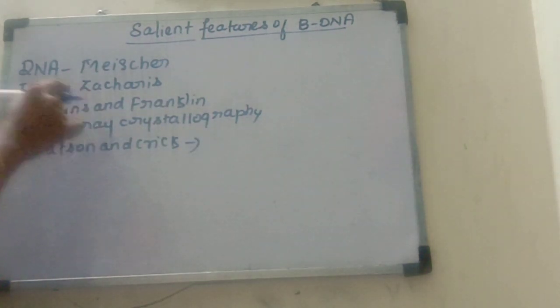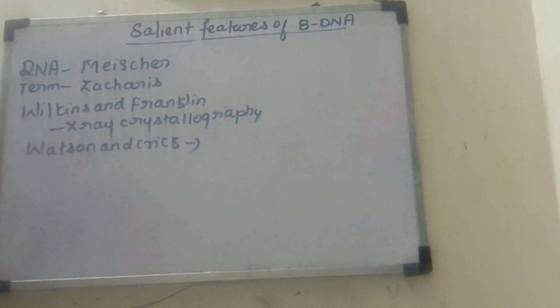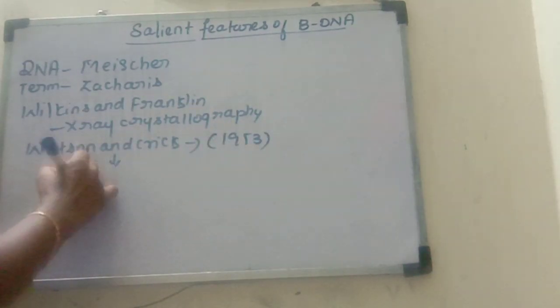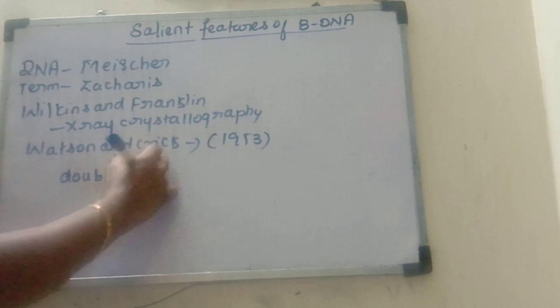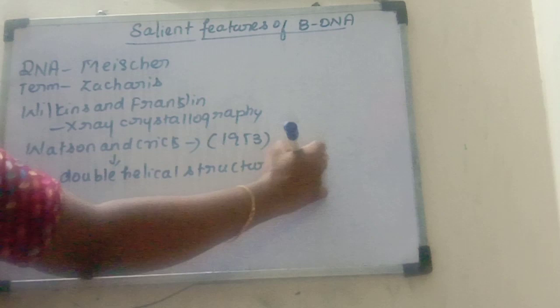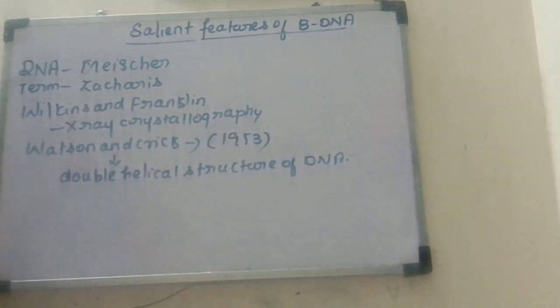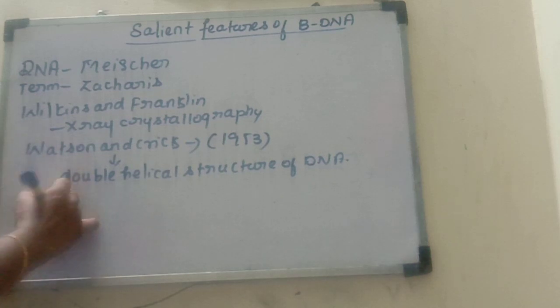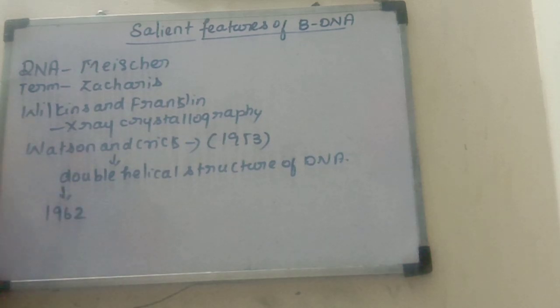Based on the X-ray crystallography diagram and photography, Watson and Crick in 1953 gave the double helical structure of DNA. So now we are going to see the salient features of that double helical structure. Okay? All these four people, Wilkins, Franklin, Watson and Crick, were awarded the Nobel Prize in the year 1962. So what are the salient features of DNA?